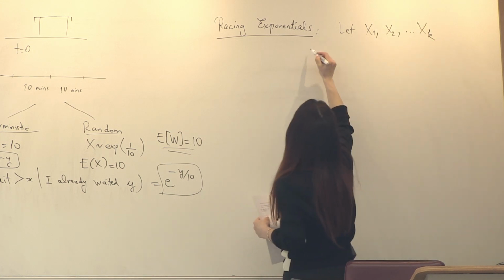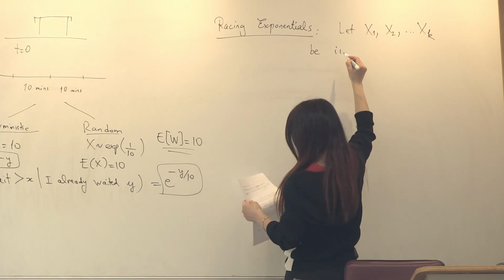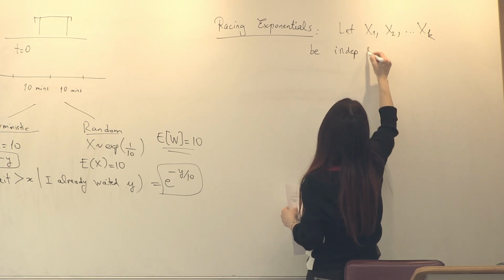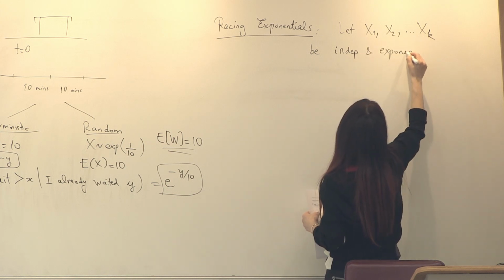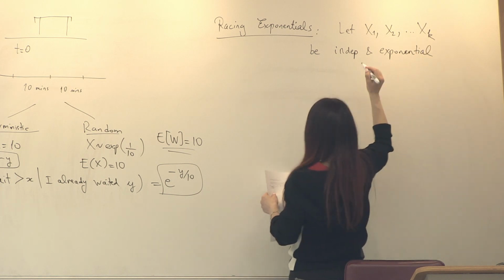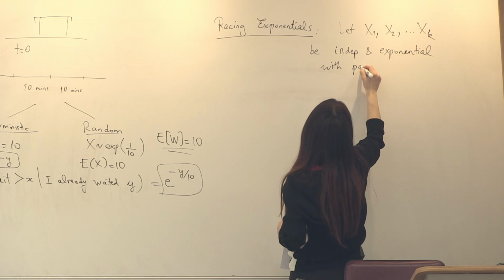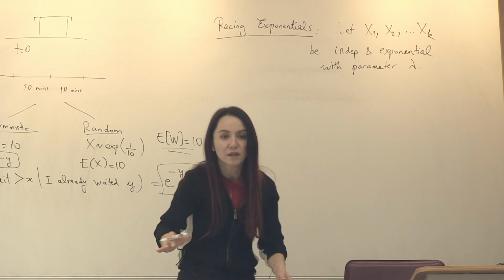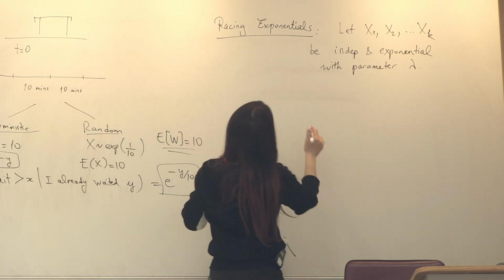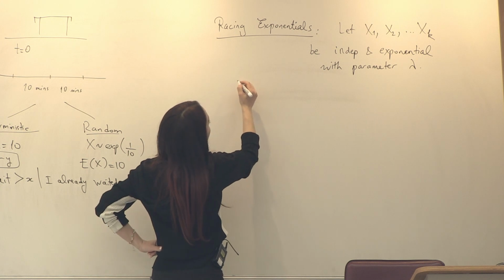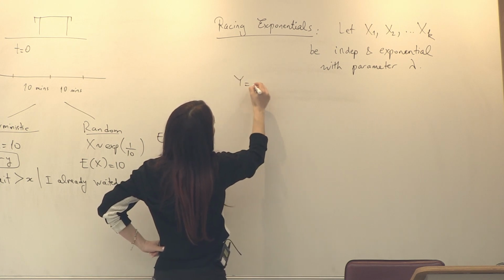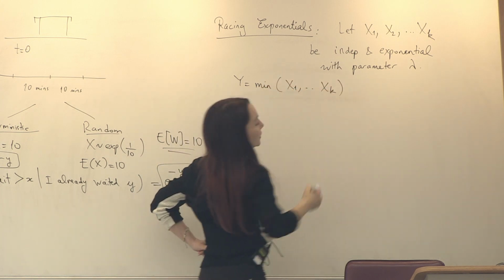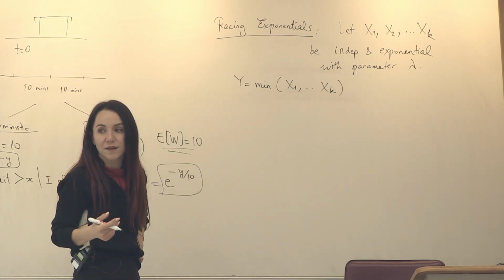xk be independent and exponential with parameter lambda. Okay, they are IID exponential with parameter lambda. Let y be the minimum of x1 up to xk. What is the distribution of y?